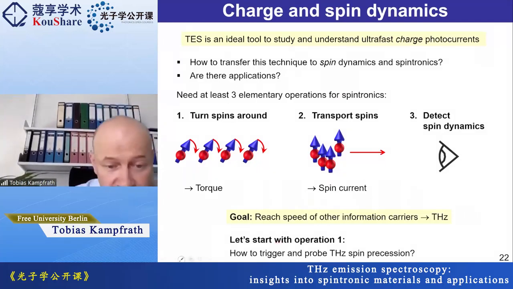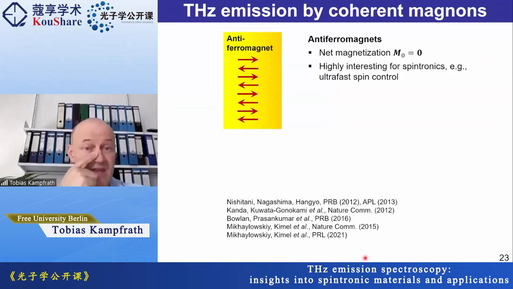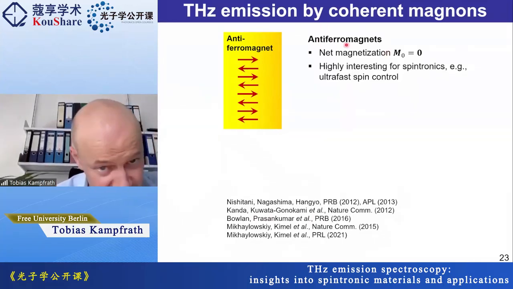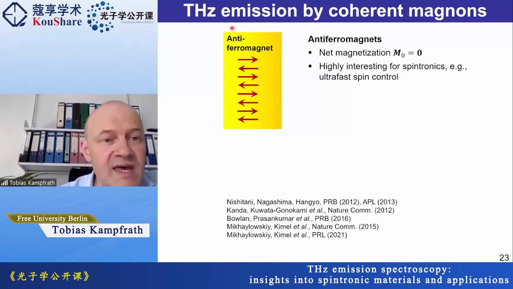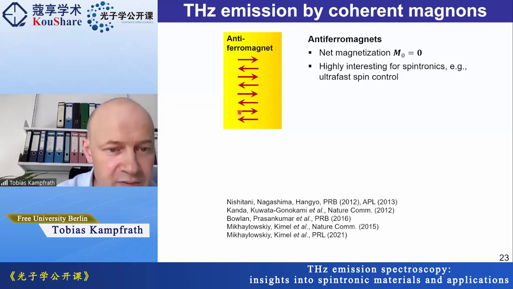And let's do this. And let's start with operation number one. How can we actually trigger and probe terahertz spin precession? And one can do this very nicely with a special class of magnets, so-called antiferromagnets. And the antiferromagnet is shown here. You see that here the spins are oriented in opposite directions. So adjacent spins point in opposite direction.